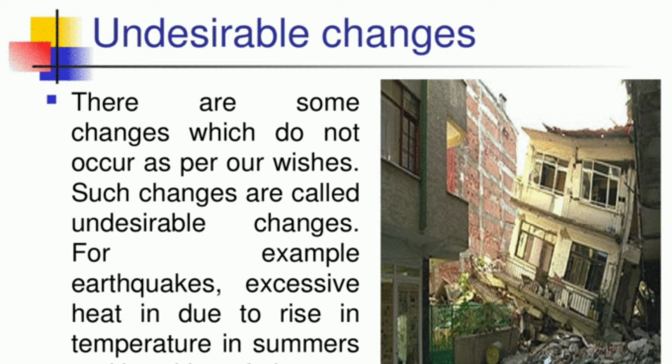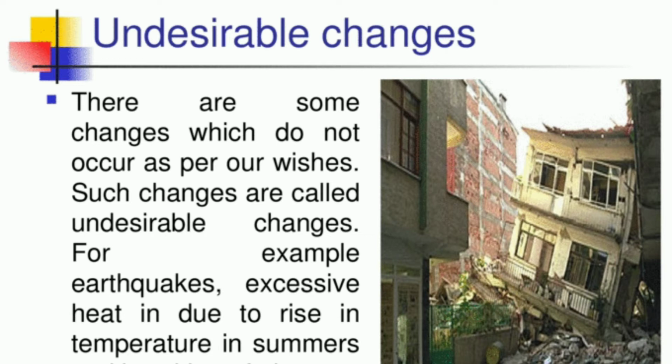Next, coming to undesirable changes. Simply we can say which we don't want. Coming to the definition, there are some changes which do not occur as per our wish. That means we don't want those changes to happen, but still they happen. These types of changes are called undesirable changes.